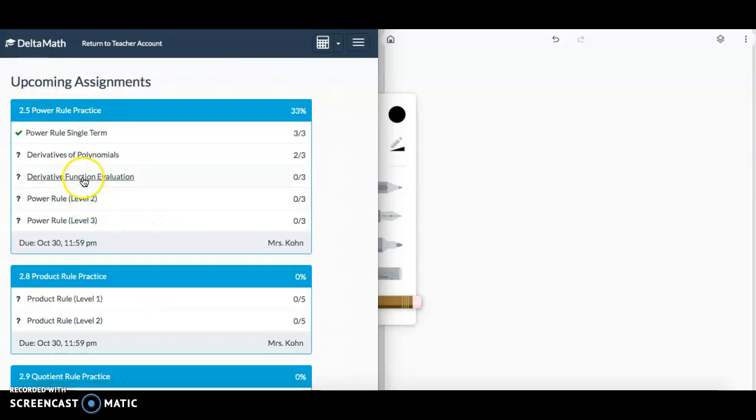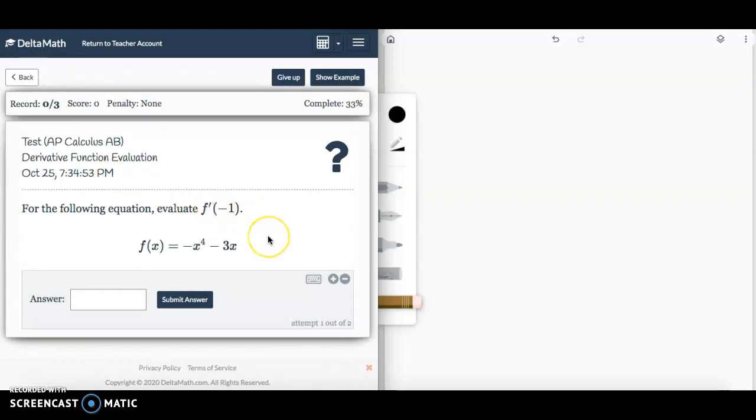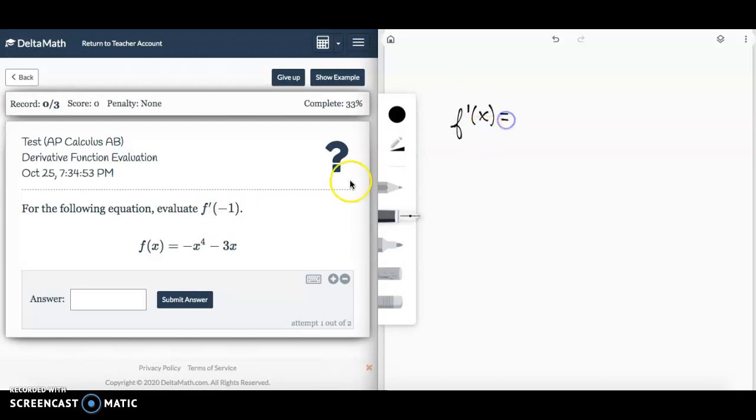All right, let's do a derivative with function evaluation. So in this one, they not only want you to find the derivative, so they want you to find f prime, find the derivative at a particular x value. So let's find f prime of x first. If I do that, -4x cubed, right? Bring down the 4, multiply it by the negative, and subtract 1 from your exponent. And the derivative of -3x is just a -3, because bring down my 1. Subtract 1 from my exponent, it'd be 0, x to the 0, which is just the number 1.